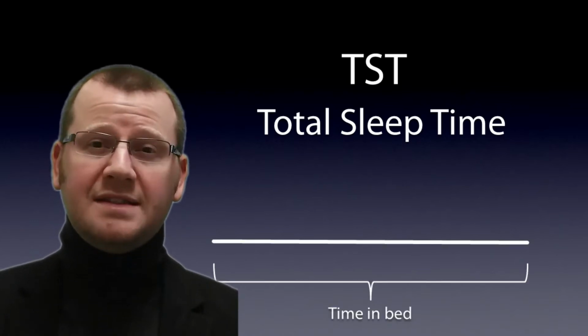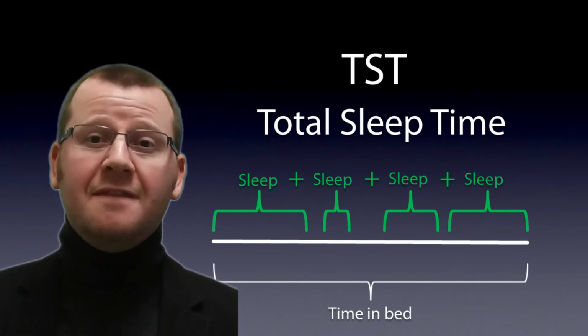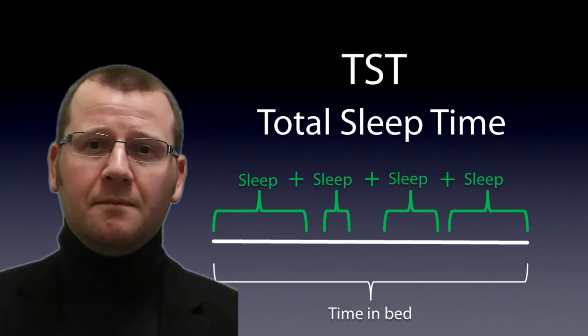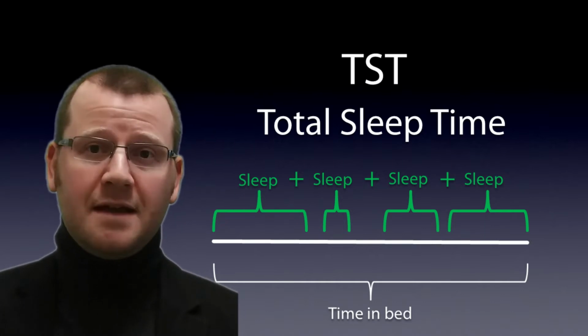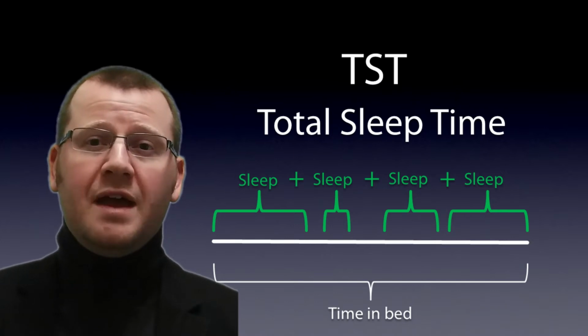The third category of the 4 is called total sleep time, or TST. It's exactly the way it sounds. You take all the time you slept, or all the chunks of time you slept, you add them up, and that's your total sleep time. Researchers might then take this time and compare it to the recommended time of 7 to 8 hours a night.